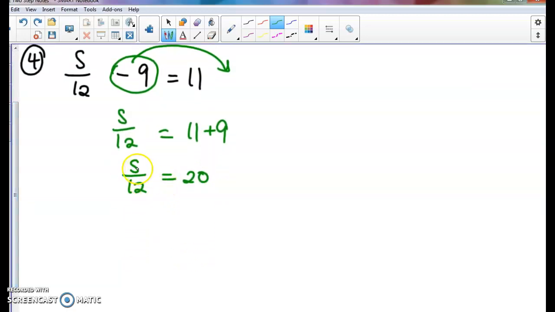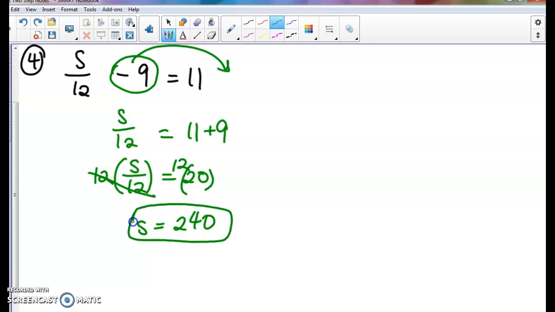And now, if s is being divided by 12, we do the opposite and multiply both sides by 12. Multiplying by 12 and dividing by 12 cancels out, and we're left with s equals 12 times 20 is 240. And we're all good.